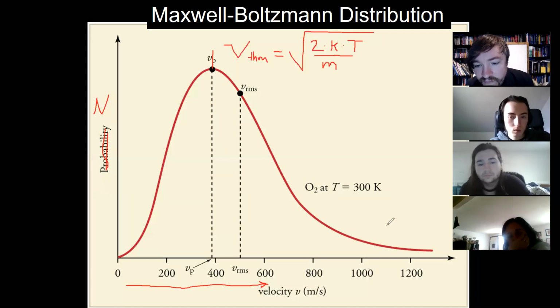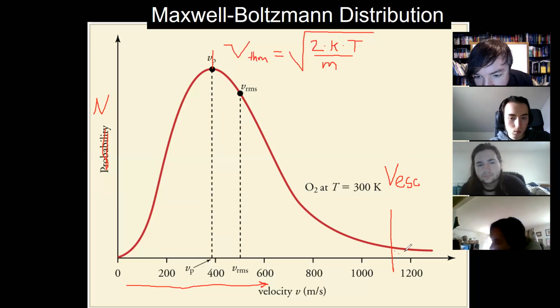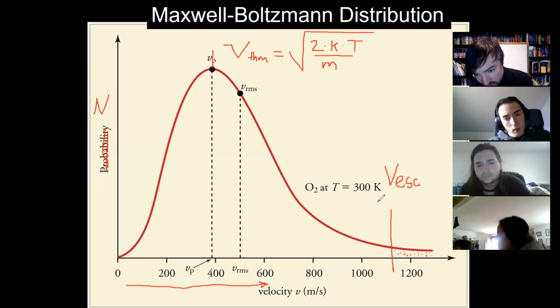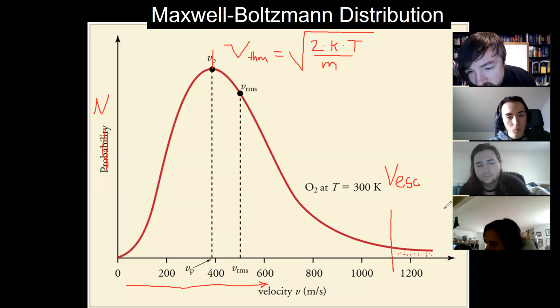And then, of course, somewhere far up here, there's a cutoff, and that cutoff is the escape velocity of the planet. I was telling you last time that there's always going to be a few particles up here in the high tail end of the Maxwell-Boltzmann distribution. These gas particles are always traveling fast enough where they can escape into outer space.